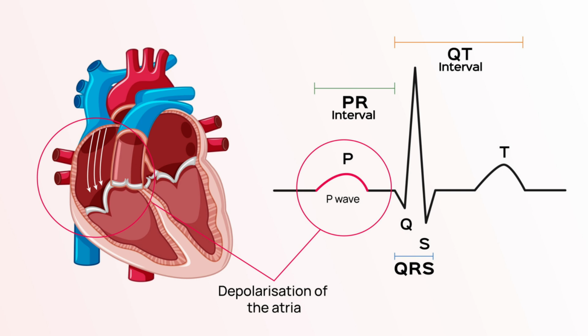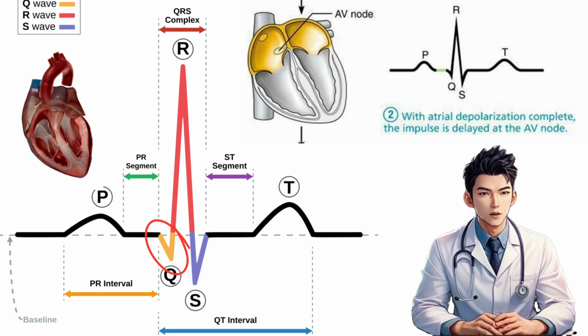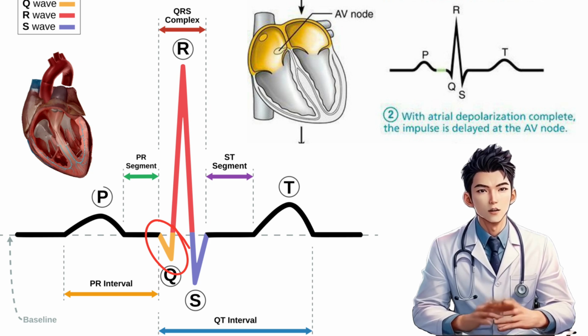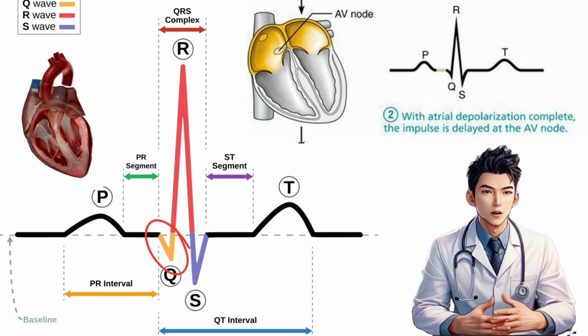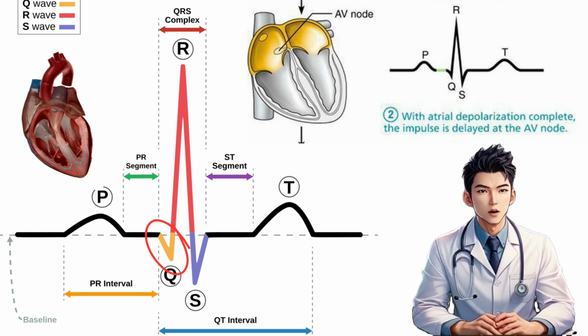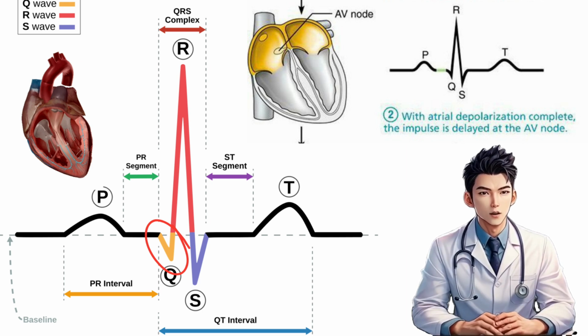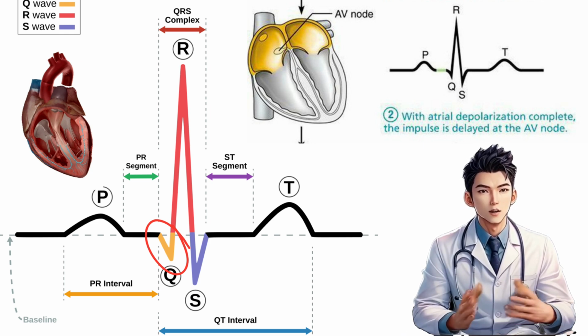Now the current flows from the SA node towards the AV node, and from the AV node, the current goes towards the bundle branches. In the bundle branches, remember, the left bundle branch depolarizes first, and the right one depolarizes later. The left side gives current to the right bundle branch, and for a short period of time, current flows from the left side towards the right side. Because the left side has thicker fibers, they depolarize first. They depolarize rapidly, and when they depolarize, they send signals towards the right side.